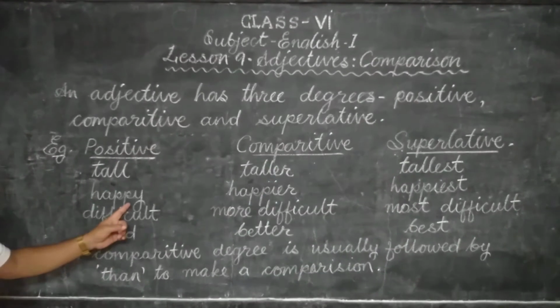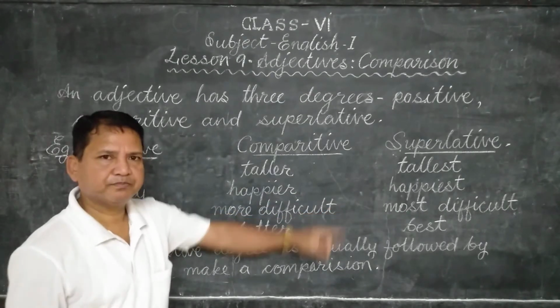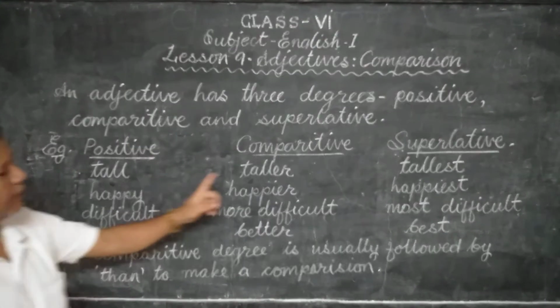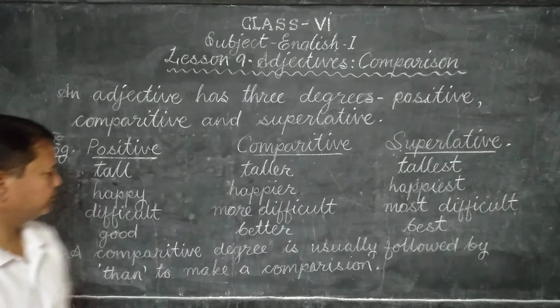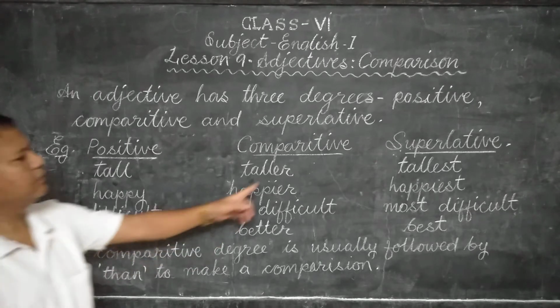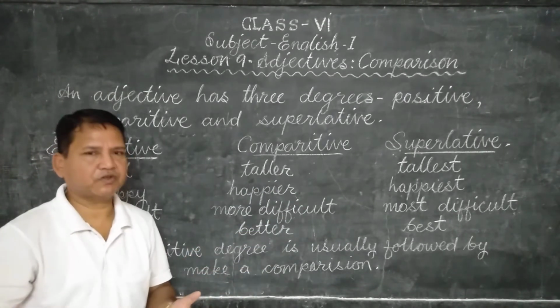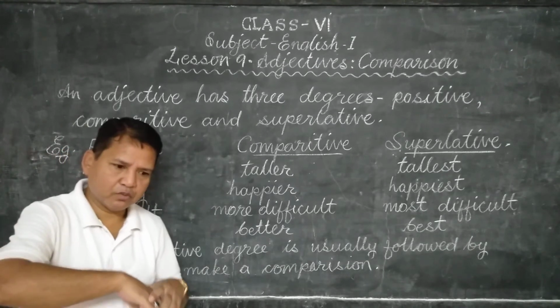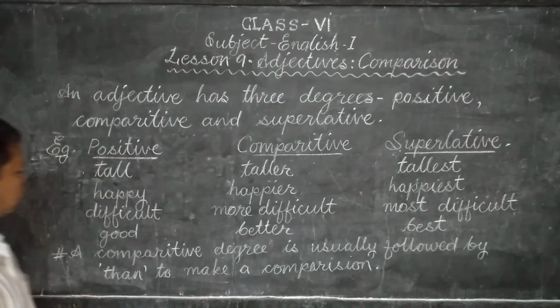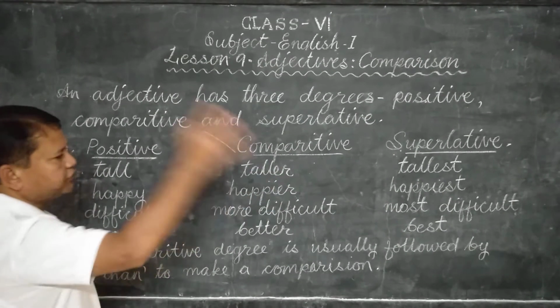Next. Happy, happier, happiest. And some adjectives you can change the degree by adding er, but some you have to add new words, and some you have to change the words totally. Like see, difficult, more difficult, most difficult.